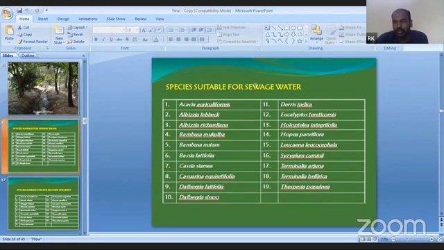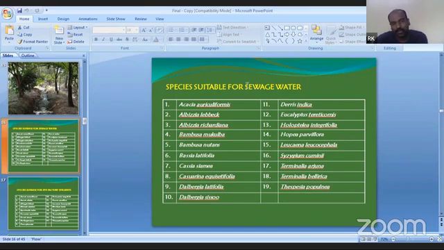If your land is suffering from sewage water or other waste, you go for these 19 species. These species are already standardized. So you select these 19 species from your locality, then you go for the planting. And the technique I will give you.